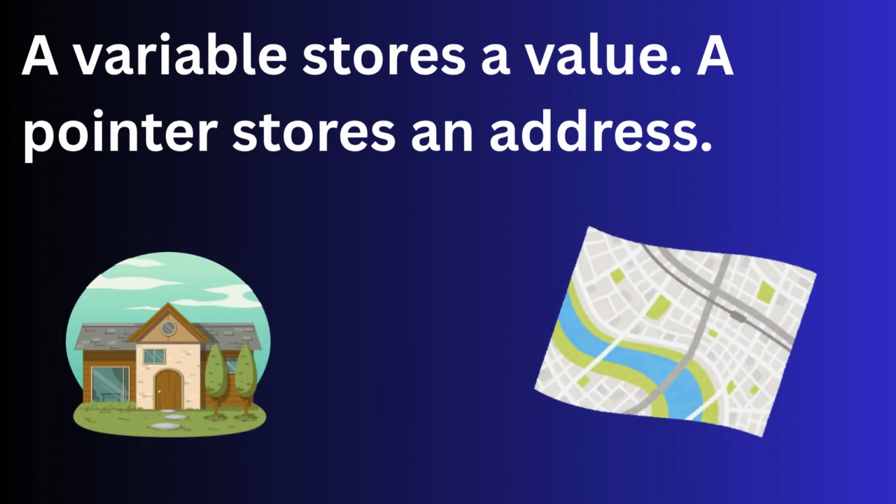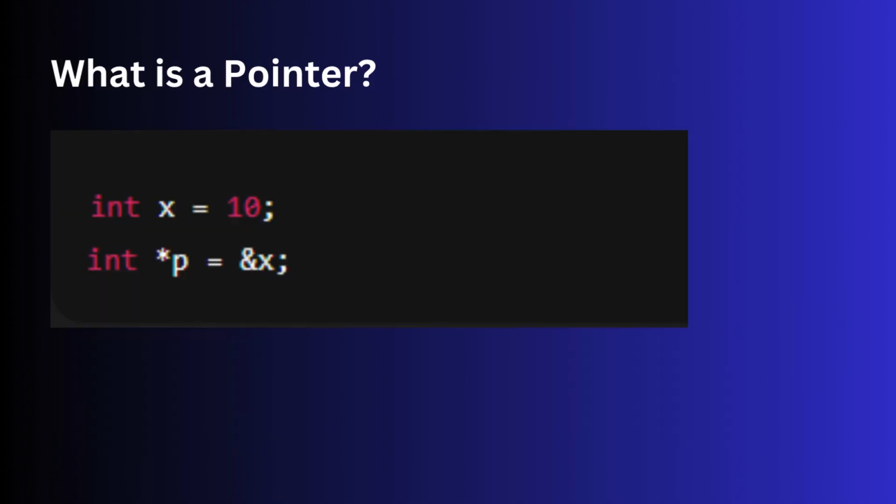What if your variable had a little map that showed where it lives in the memory? That's a pointer. X holds a value. P holds the address of X. The ampersand gives us that address, and asterisk makes P a pointer.